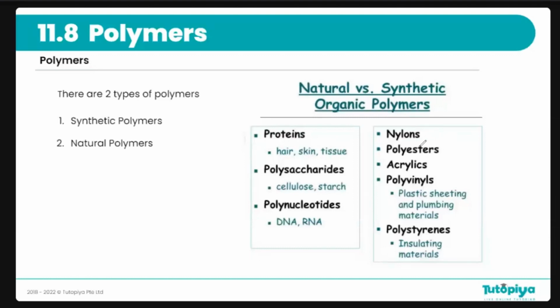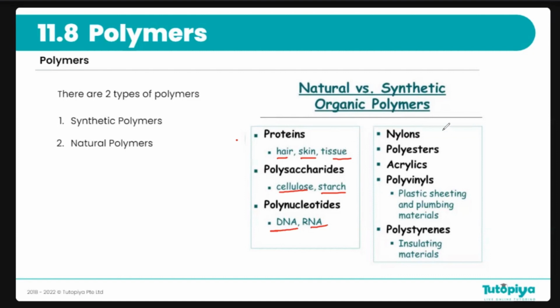So let's look at a few examples for natural polymers and synthetic polymers. Some of the natural polymers are protein. Protein can be found in our hair, skin, and tissues. And there are polysaccharides. Polysaccharides are cellulose and starch. And there's also polynucleotides. DNA and RNA are examples for polynucleotides.